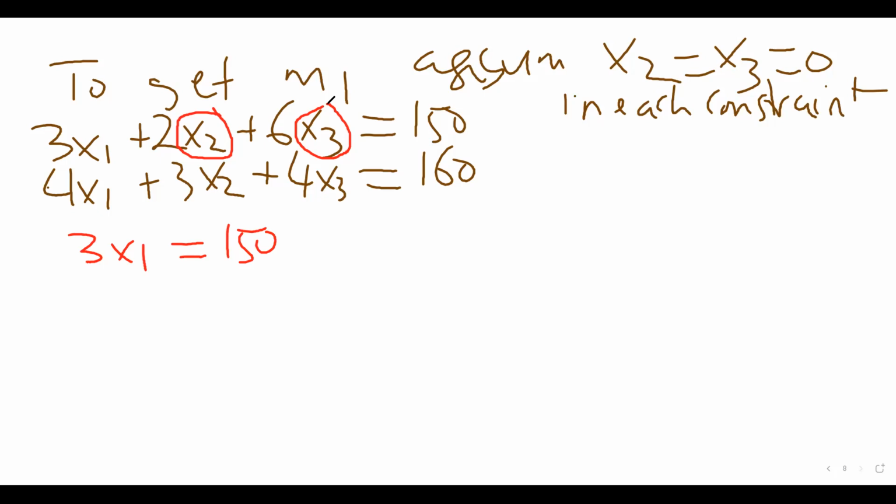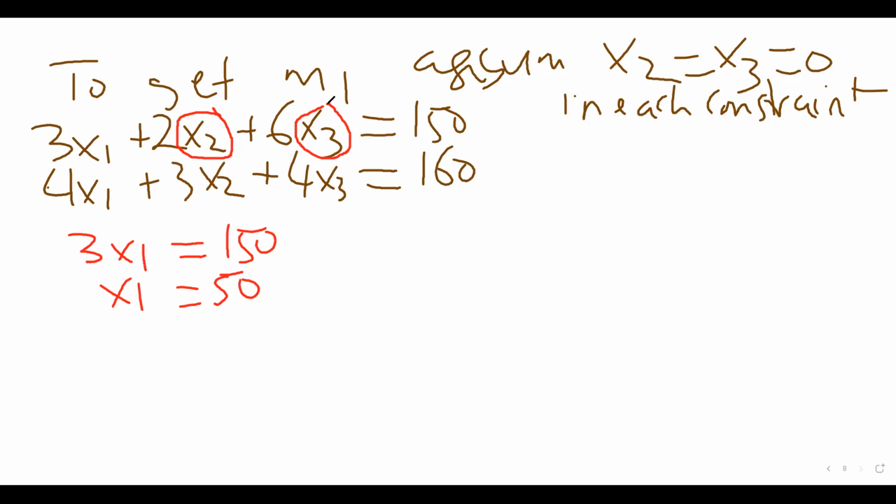And so that means that x1 is what? 150 divided by 3. 15 by 3 is 5, so 50. So now you're going to get a value of 50 when x2 and x3 are 0. But that is for the one constraint.